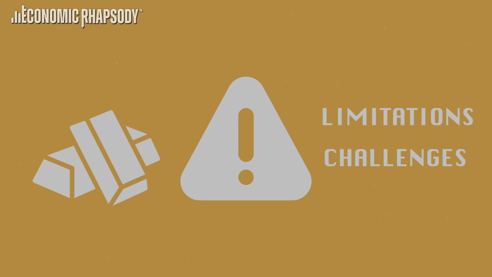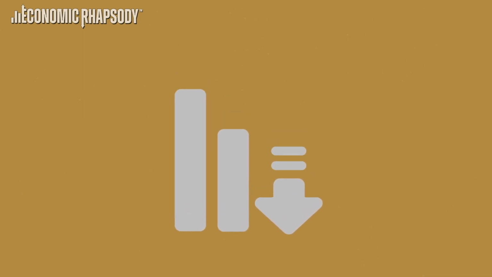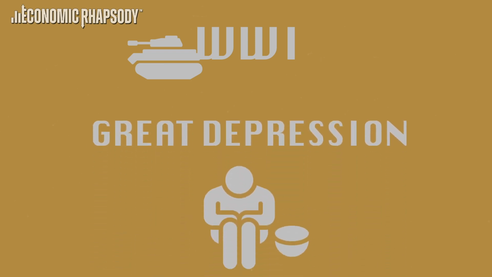Over time, the gold standard system faced challenges and criticisms, eventually leading to its decline and eventual abandonment as a global monetary standard. The reasons for the decline of the gold standard were multifaceted. Major events such as World War I and the Great Depression had a significant impact on the collapse of the gold standard. The immense costs of war and the need for increased government spending during World War I led to inflationary pressures and a strain on the gold reserves of many countries.